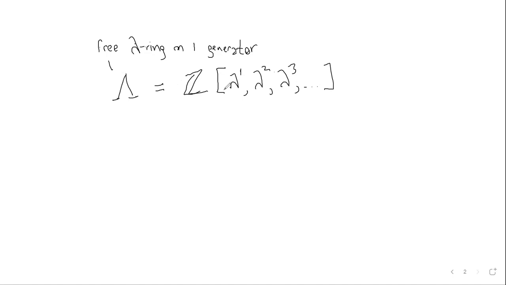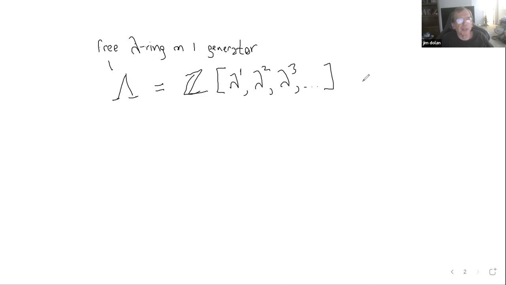Comfortable with what? With just thinking of lambda as free on these? Yeah, the free ring on countably many generators. Yes. Let me think about that. Okay, and then the lambdas are hidden in there in some funny way by producting.